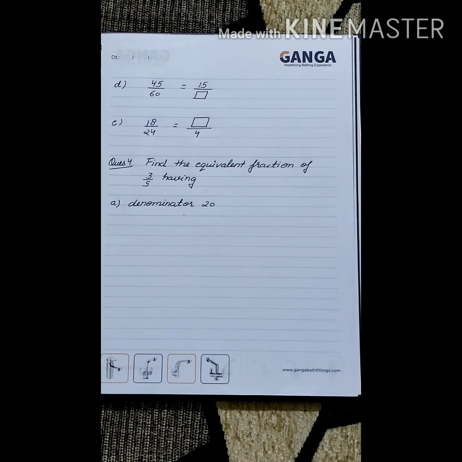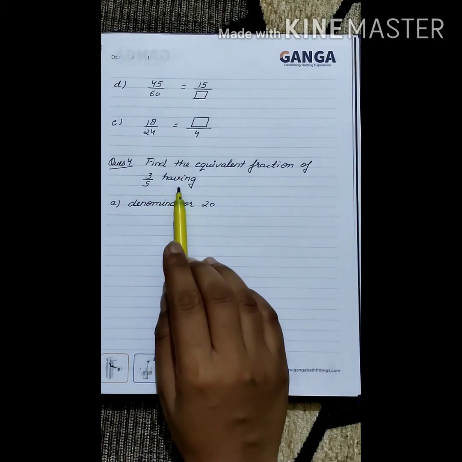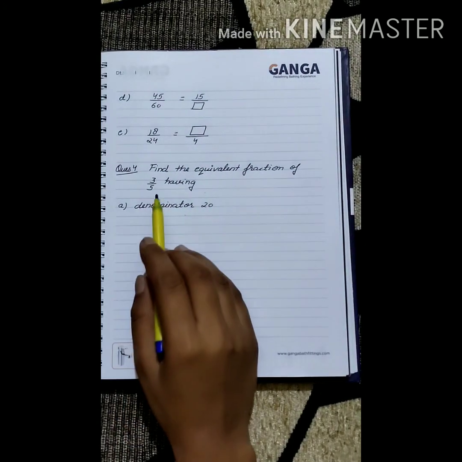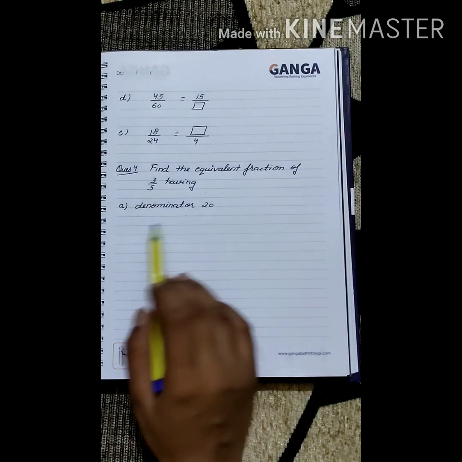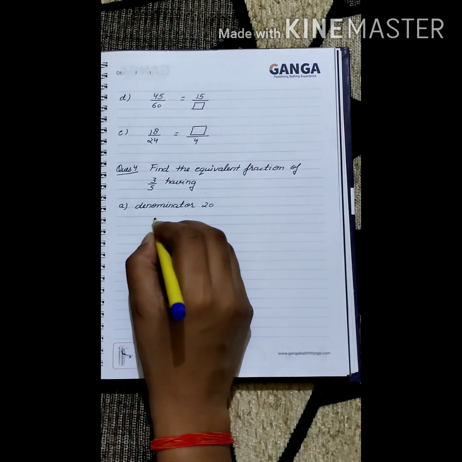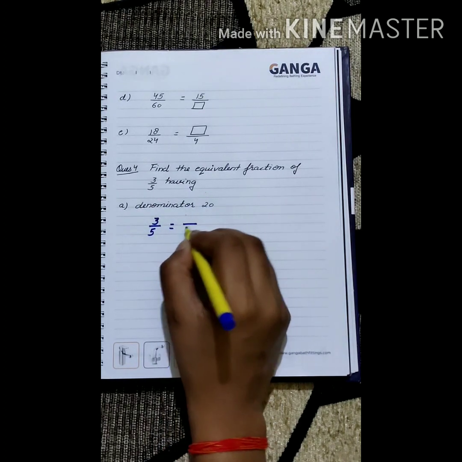Now let's understand question number 4. Find the equivalent fraction of 3 upon 5 having first part denominator 20. 3 upon 5 and the fraction that is having denominator 20 are equivalent fractions. That means they are equal in value. So we will write 3 upon 5 is equals to dash upon 20.